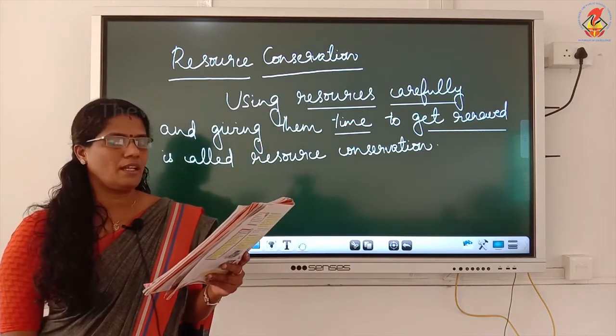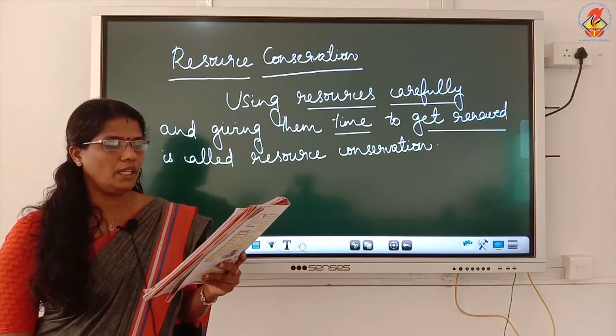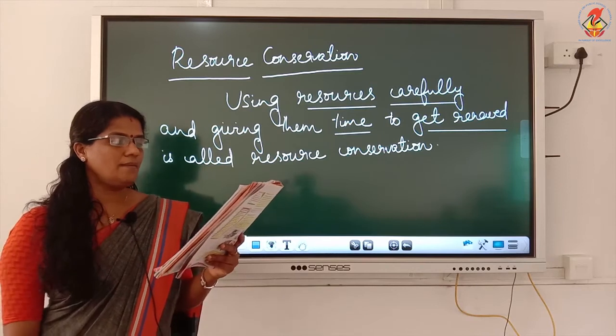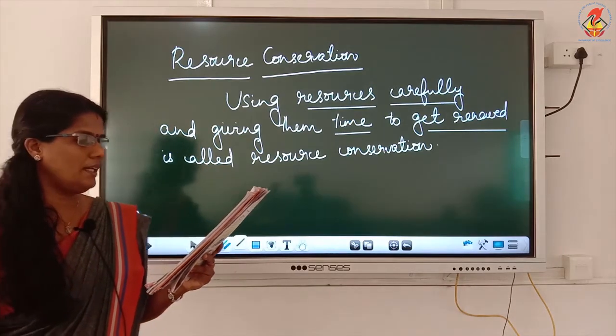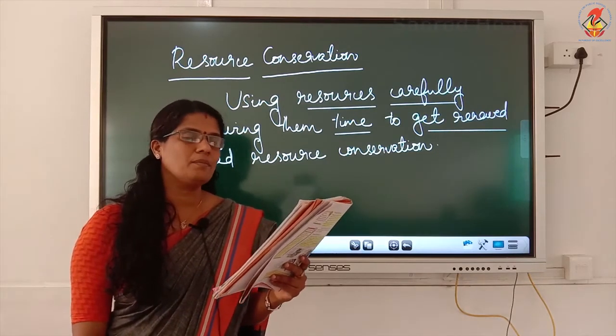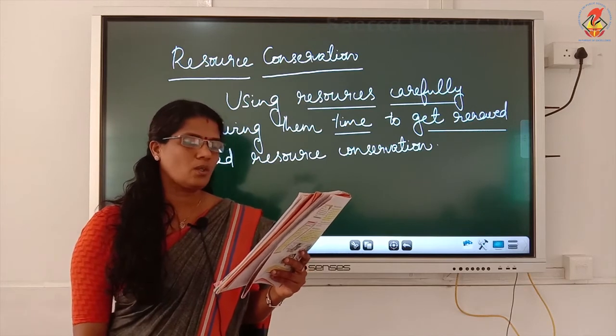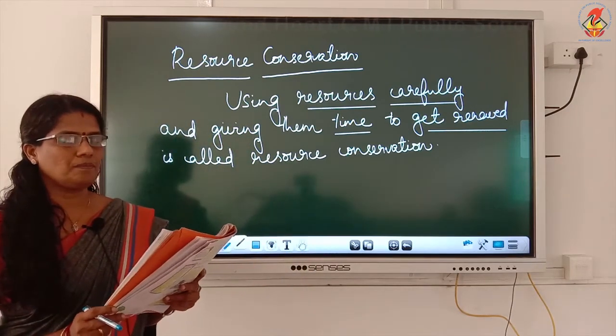Coming to the next paragraph, underline: using resources carefully and giving them time to get renewed is called resource conservation. Underline the point, using resources carefully and giving them time to get renewed is called resource conservation. Close the bracket over there.